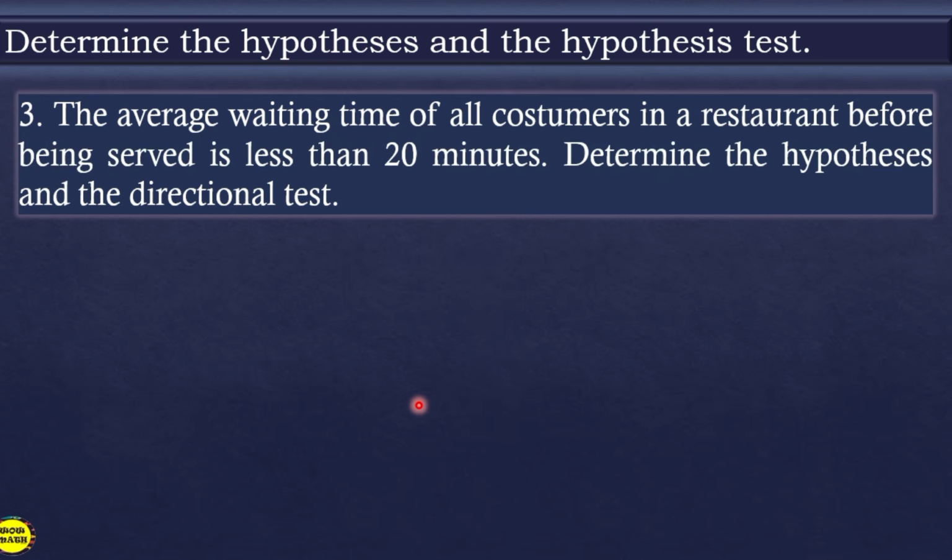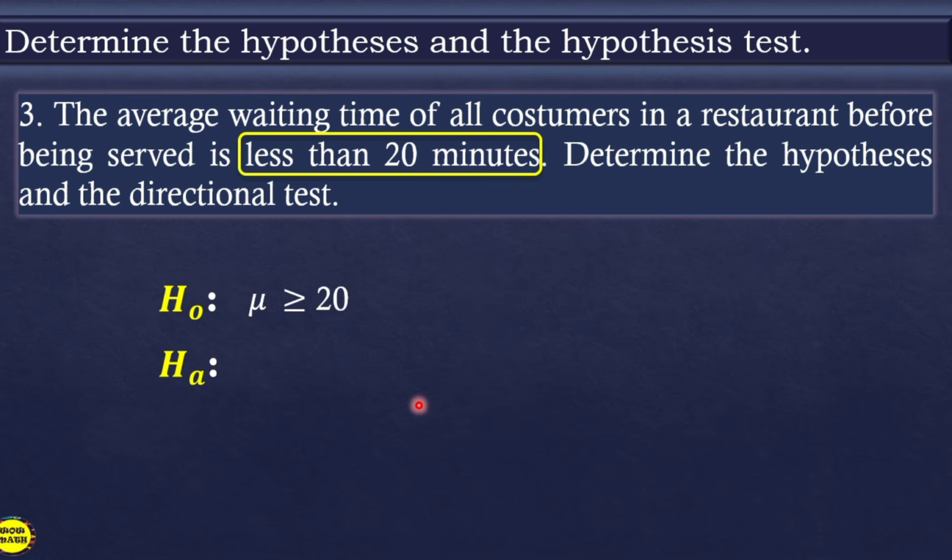The average waiting time of all customers in a restaurant before being served is less than 20 minutes. Determine the hypothesis and the directional test. So, unang titingnan lagi, class, yung parameter at yung claim sa problem. So, yung claim sa problem ay yung less than 20 minutes. So, yung less than, under saan yan? Sa alternative hypothesis. So, kung less than yung alternative hypothesis natin, ano yung null hypothesis natin? So, yung null hypothesis natin is greater than or equal kasi less than yung alternative hypothesis natin.